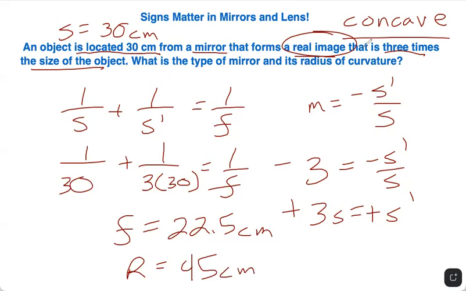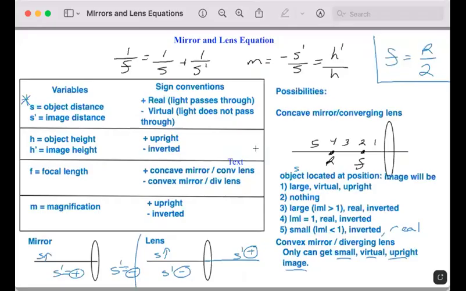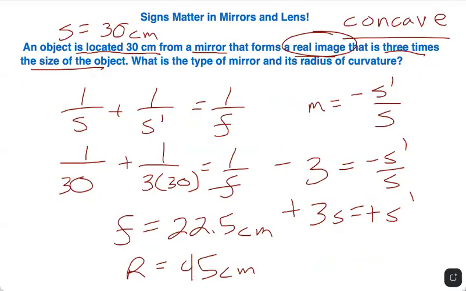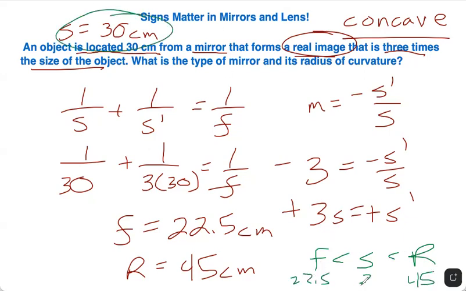And the only way you get a real image that's 3 times the size of the object, as a way to check if you know your rules, is to get a real image that is larger. That means that it actually has to be in position number 3. The object has to be located between the radius of curvature and the focal length. So to check this, let's say S, F, and R. R is 45, F is 22.5, and S was 30, and that does check out. So I'm confident everything was done correctly. Make sure you know your signs, make sure you know your conventions for mirrors and lenses.